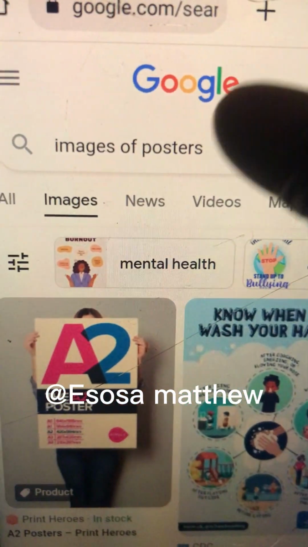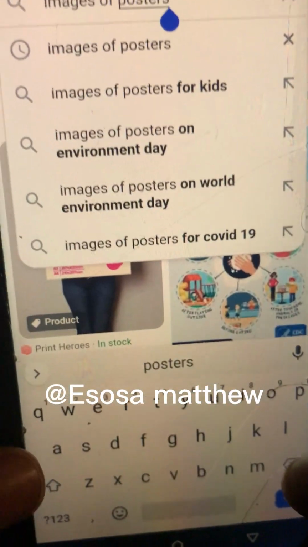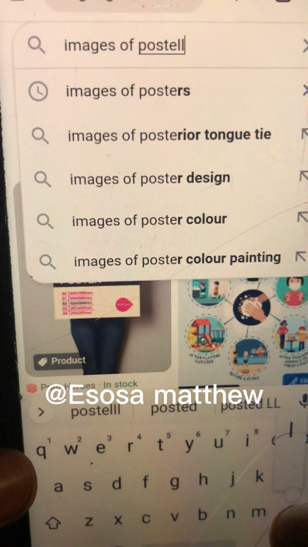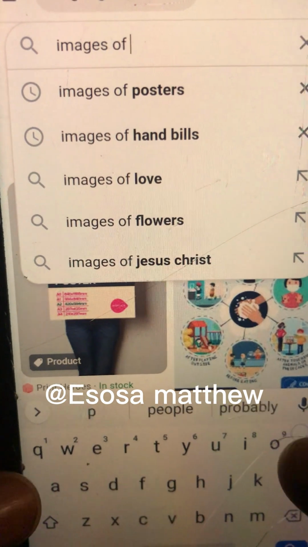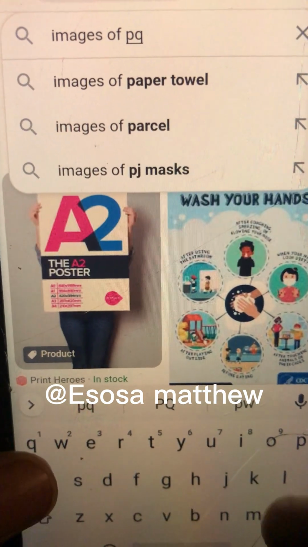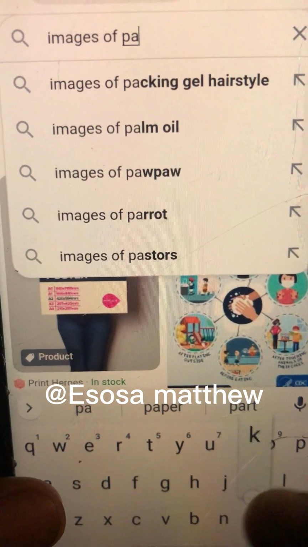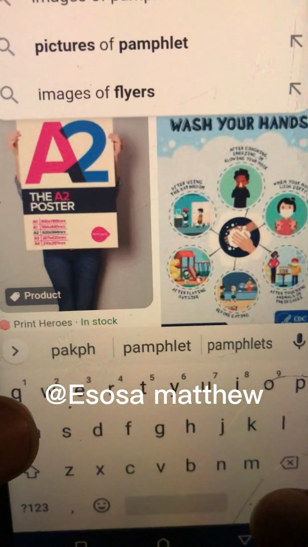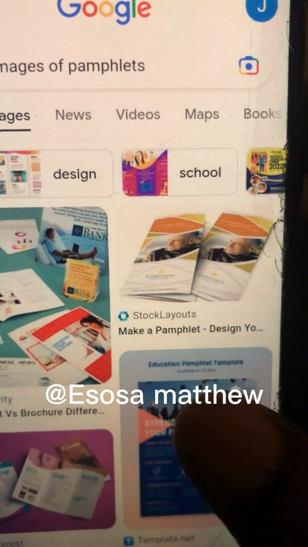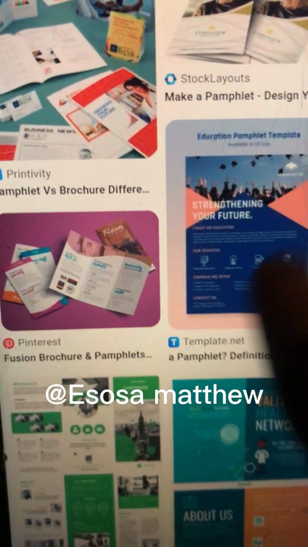All right, so what else did I talk about? Let's check for pamphlets. All right, so these are examples of pamphlets.